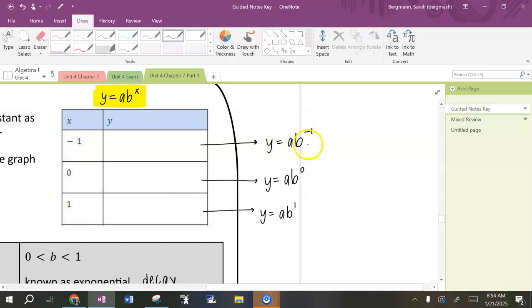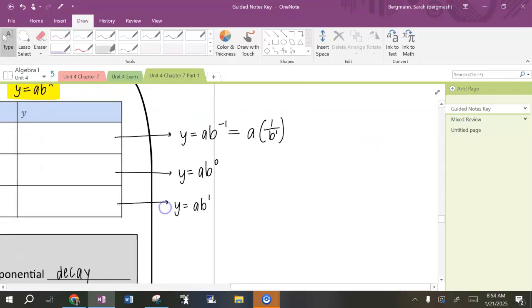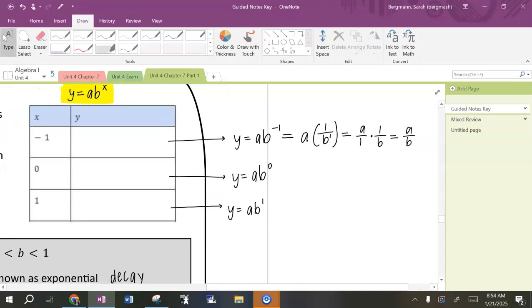Based on what we learned earlier this chapter, we know that we're not supposed to have negative exponents. So in order to fix that negative exponent, we take the reciprocal of the base raised to the positive power, the opposite. Now b to the first power is just b. So we have a, we can put that over 1, multiplied by 1 over b. A over 1 times 1 over b, we multiply straight across, we get a over b. So whenever you plug in -1 for x, you're going to get whatever the a value is divided by whatever the b value is.